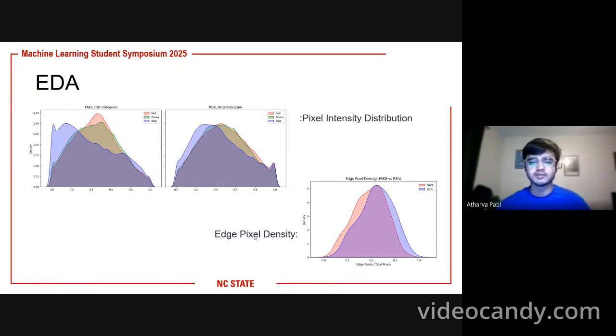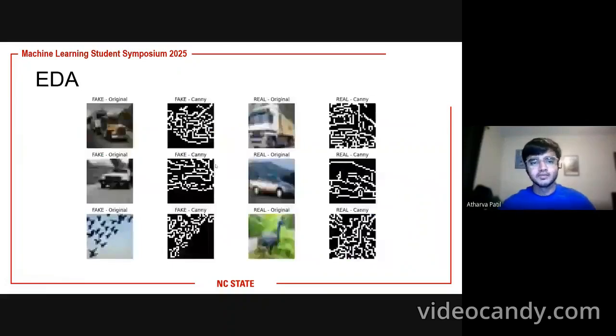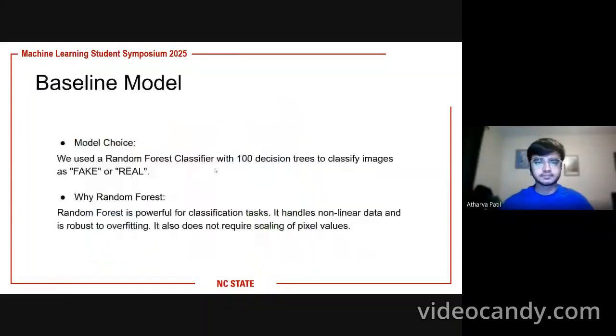We also noticed that the edge pixel density of AI generated images tends to be higher than that of real images. We also did Canny edge analysis and we realized that real images tend to have many more Canny edges, whereas AI images might have gaps in them.